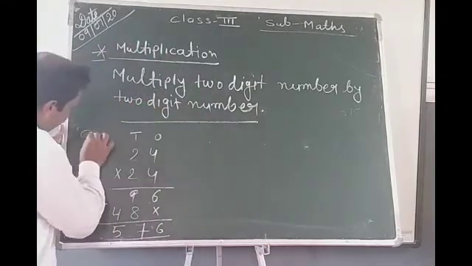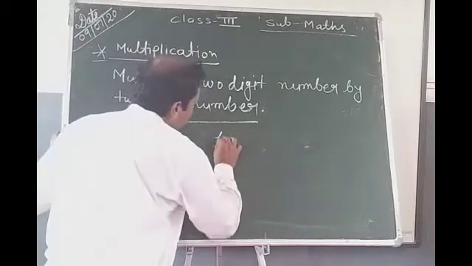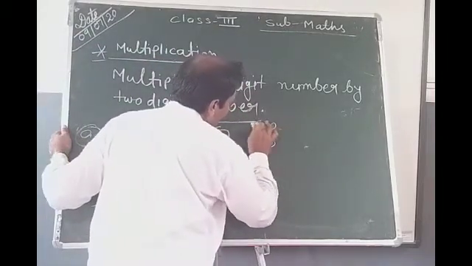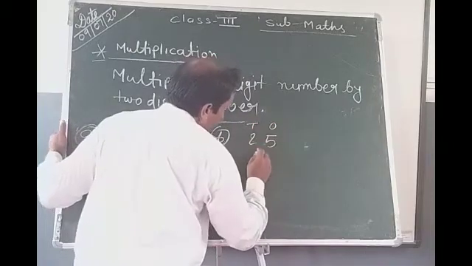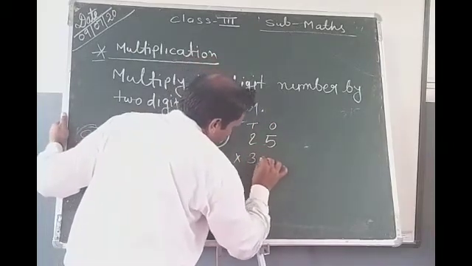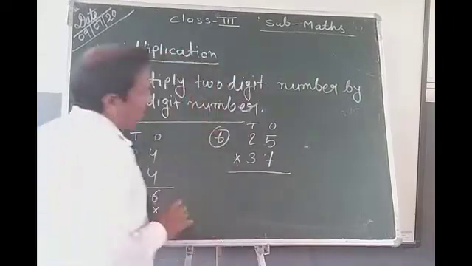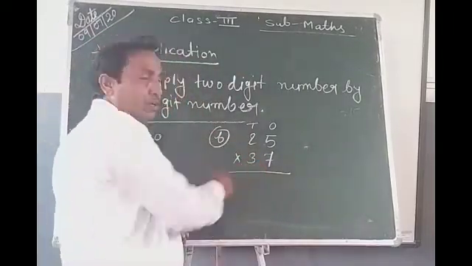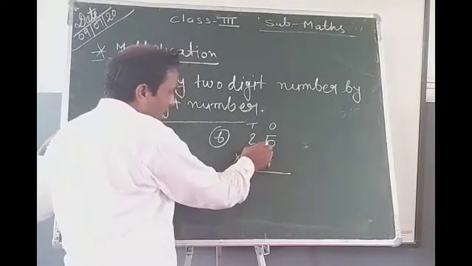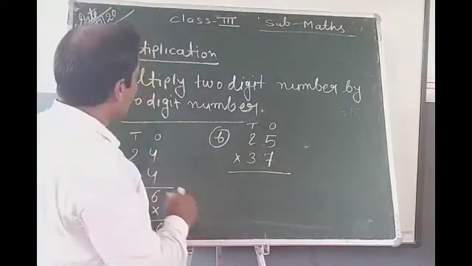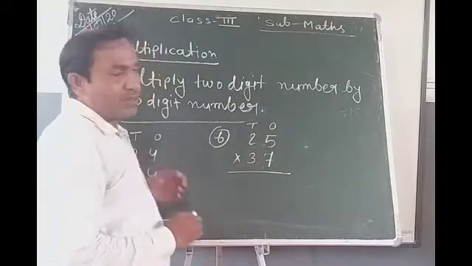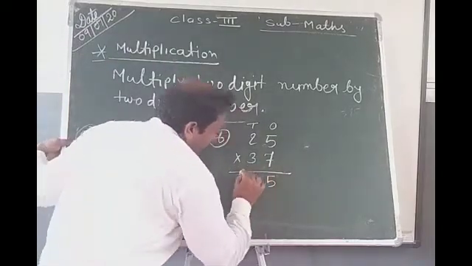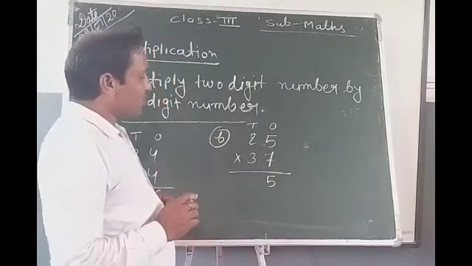It is the A number and the B number. 25, ones place, tens place, multiplied by 37. Again you see here, 25 multiplied by 37. So how many times do you read the 7 table? 5 times. 7 5s are 35. So write 5 on the right, and the carry is 3.